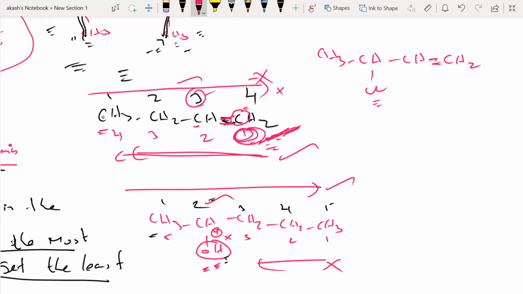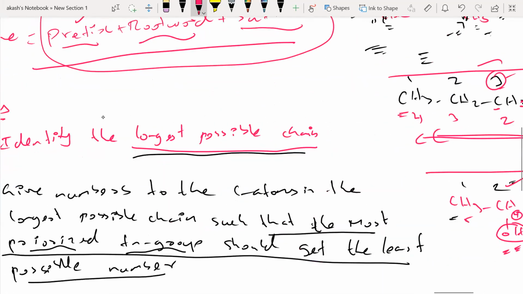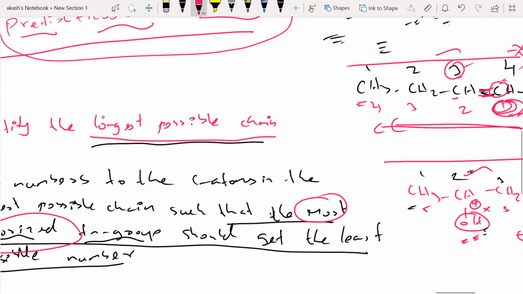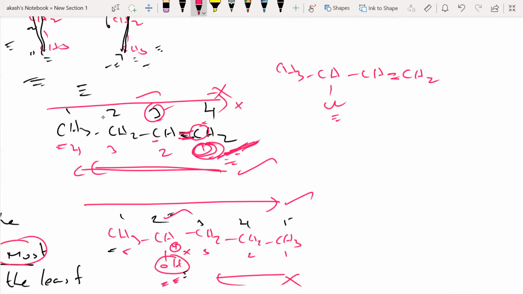Two functional groups are there. That is why this particular word, most prioritized. It's not about having a functional group. If at all you have more than one functional group, you have to look into the priority. Let me tell you how you have to choose the priority. If you have more than one functional group, whichever is having maximum priority should get the least possible number. Now please understand, in this case, C double bond C and chlorine, C double bond C has more priority. I'll give you the entire list. Don't worry about it. For now, you have to understand that C double bond C has more priority than Cl.